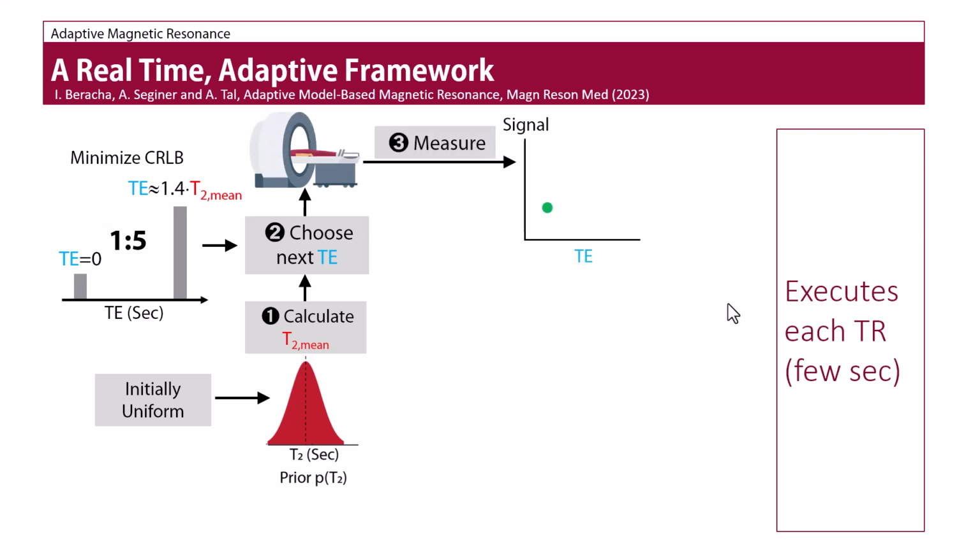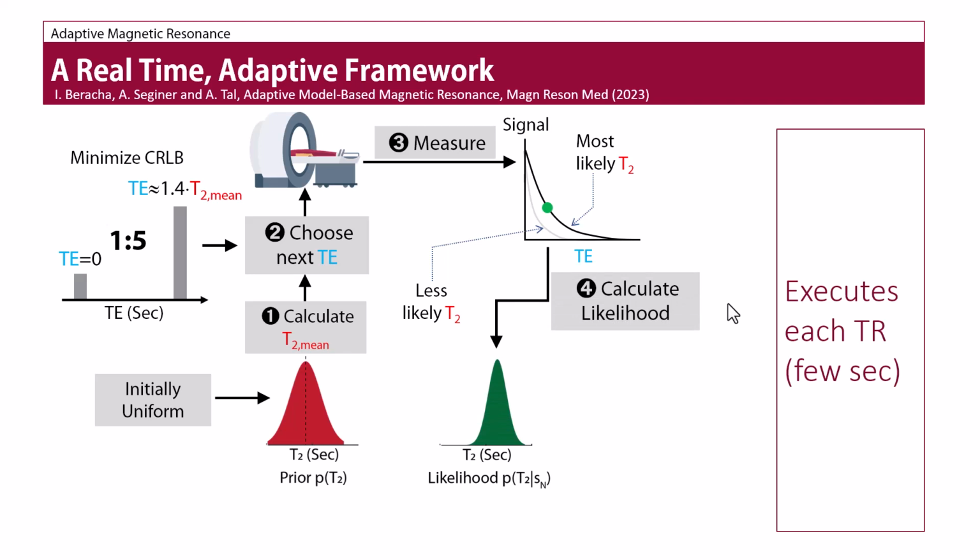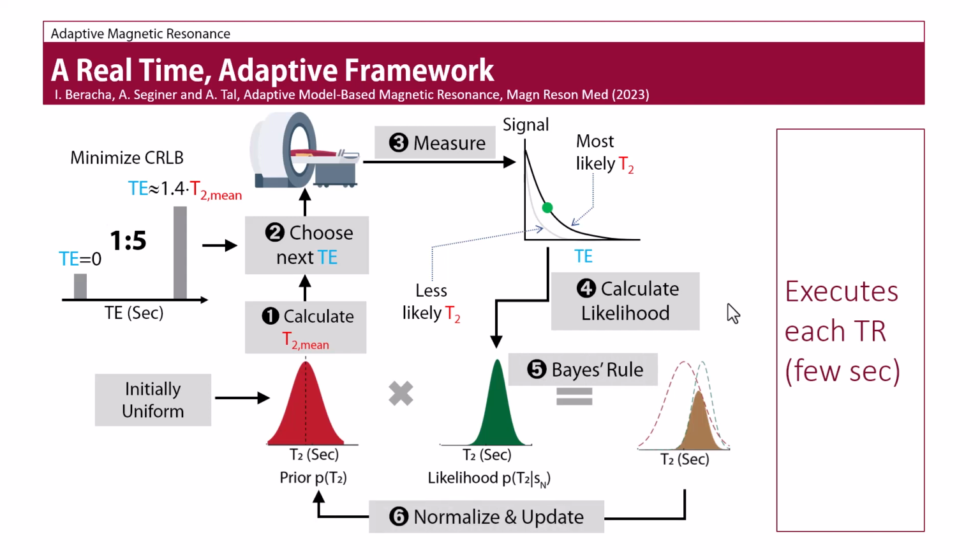We can use this new data point to calculate what's known as a likelihood function. This expresses the probability of each possible value of T2 based on the new measurement. Because noise is normally distributed, this function is a Gaussian. Finally, the likelihood function is multiplied by the prior, renormalized, and used as the new prior. This is a straightforward application of Bayes' rule.